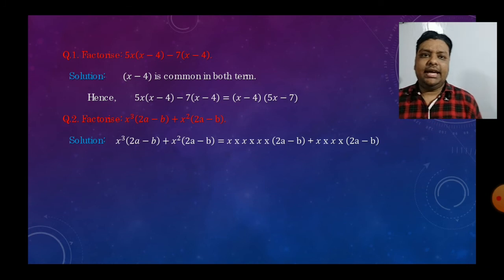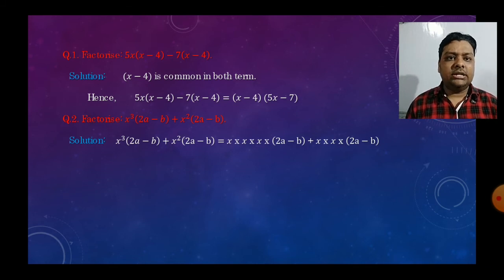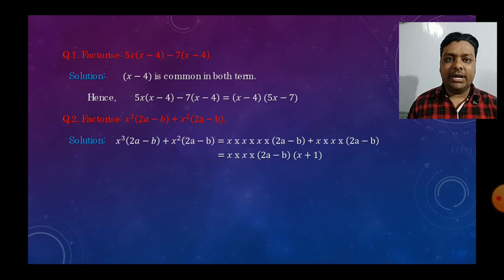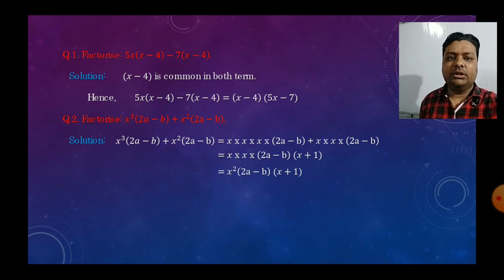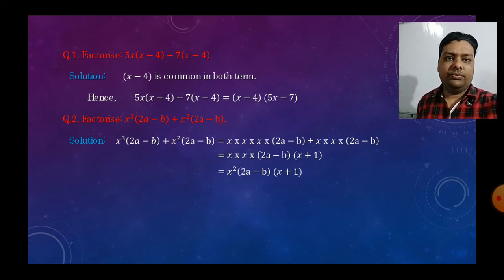Now at first check x. Here you can see that x into x, at least x squared is common in both terms. So x squared we will take out and 2a minus b also we will take out. Then what is left? Only x is left in the first term, and in the second only 1 is left. So we will write plus 1. So we can write x squared, then 2a minus b, and then x plus 1. So that will be the factor of this expression.